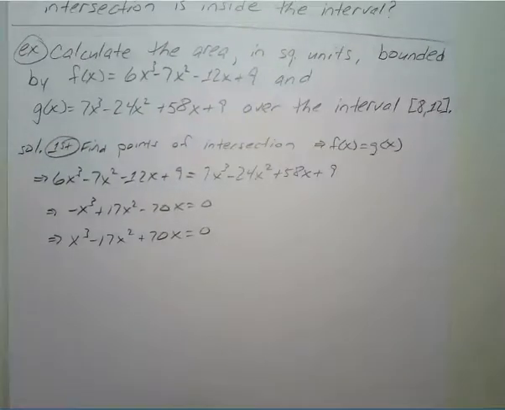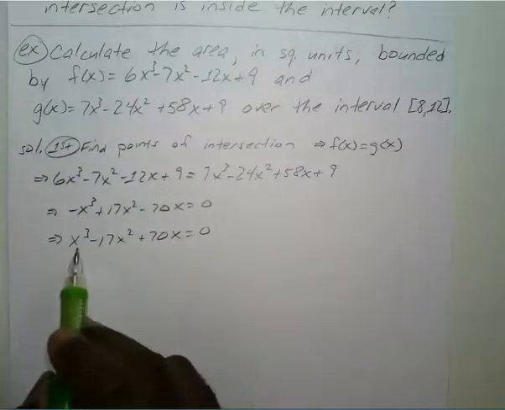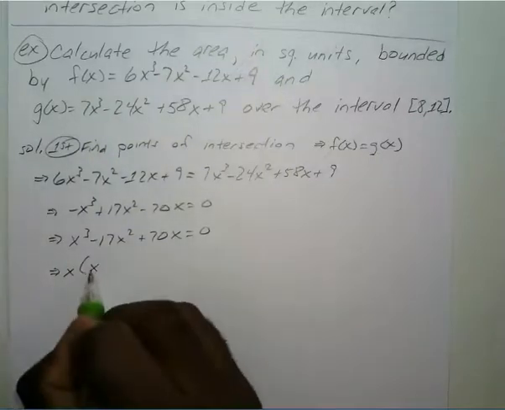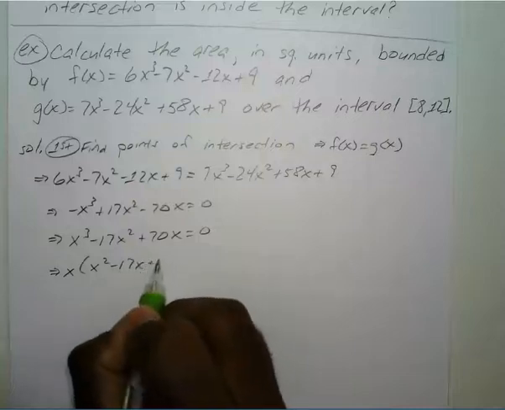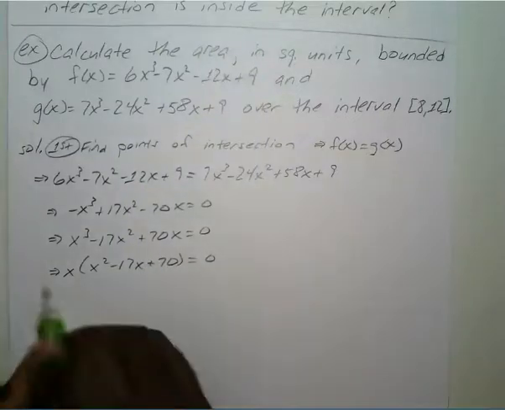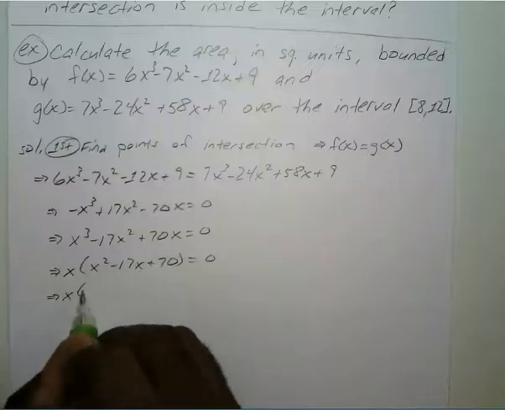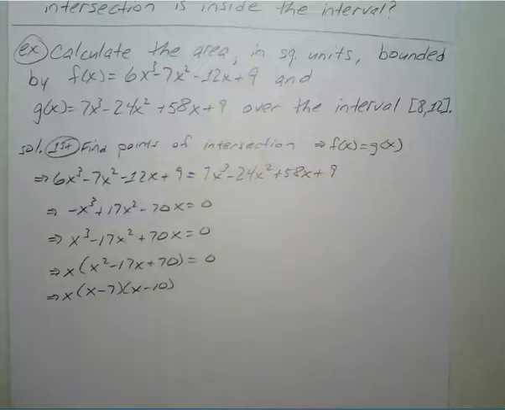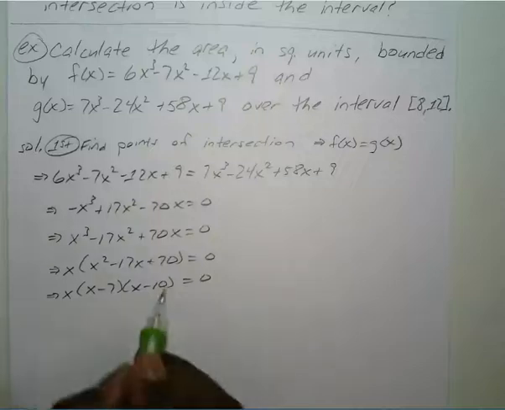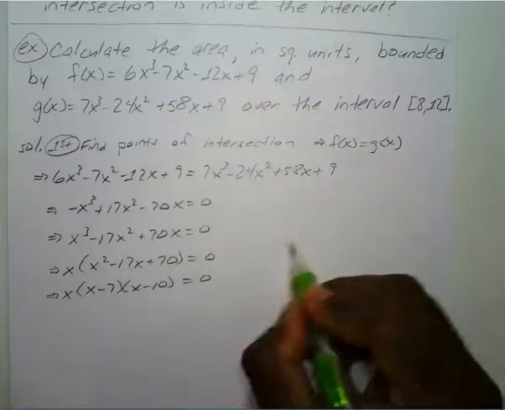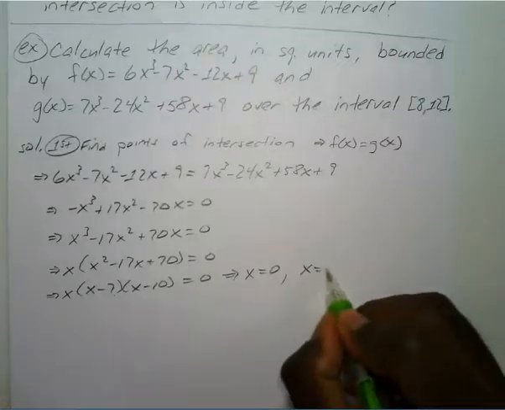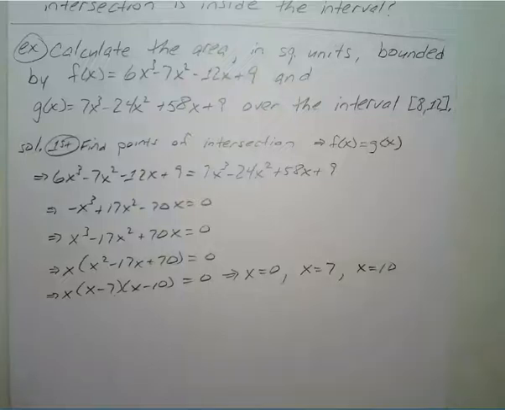There we go. All right, so here we can factor an x out of each term. So if we factor an x out of each term, we have x squared minus 17x plus 70 equals 0. And that gives us a nice, neat little factor of x minus 7 and x minus 10 for that trinomial equals 0. Okay, so to make this true, that means either x equals 0, x equals 7, or x equals 10.